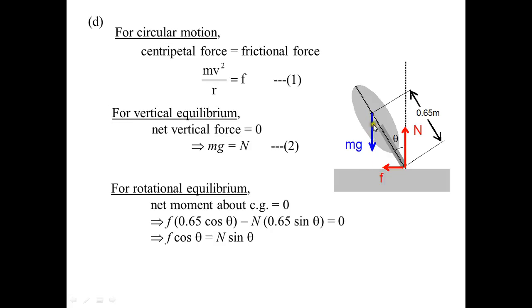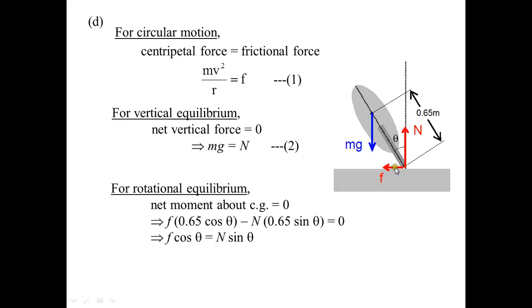We know that if you look at this triangle, the hypotenuse here is given as 0.65 in the question. This angle is theta, so by alternate angles, the angle between the mg and the vertical axis of the motorcycle will be theta also. So I make use of trigo. 0.65 cosine theta will give me the perpendicular distance between the CG and the friction. So I have 0.65 cosine theta times F. That will give me the clockwise moment.